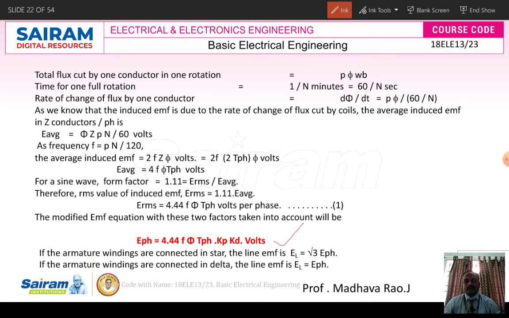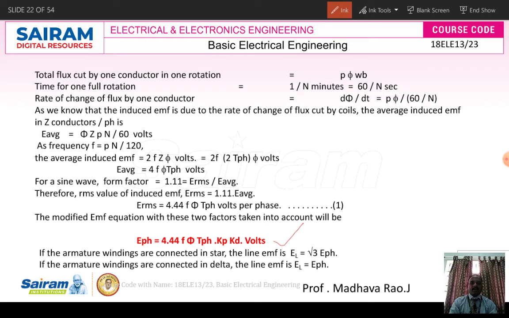Here F is the supply frequency, phi is the flux per pole, TPH is the number of turns per phase, equal to ZPH by 2. Kp is the pitch factor, cos(β/2). Kd is the distribution factor, sin(qα/2) divided by q sin(α/2). The induced EMF depends on these factors. So finally the EMF equation of a synchronous generator is EPH equal to 4.44 F phi TPH Kp Kd.